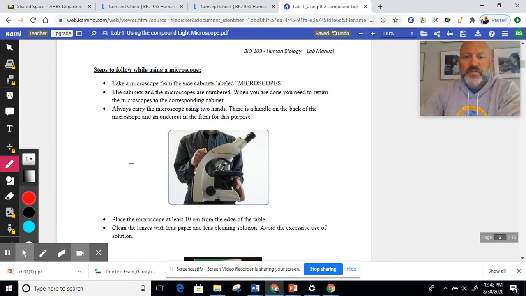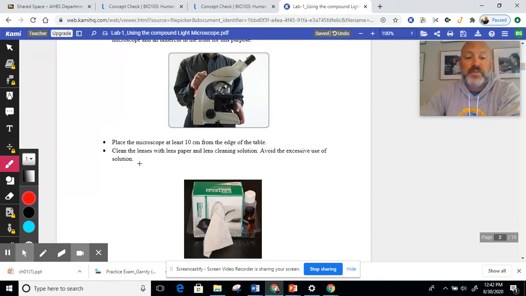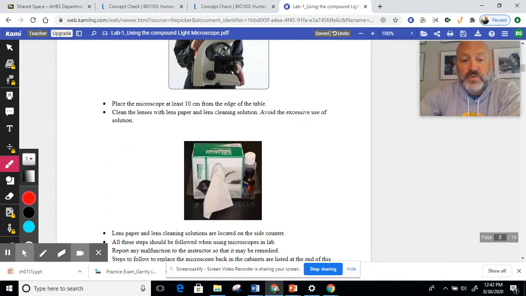Holding a microscope, of course, it comes with an arm and a base. You put the handles on the arm, and then you always carry it with your other hand underneath the base. Cleaning the microscope lenses, we use these things. They're called Kim wipes. And the Kim wipes are designed in such a way that they don't scratch the lenses, right?